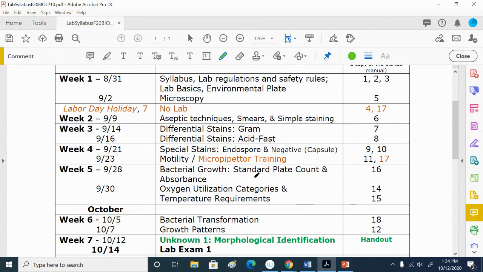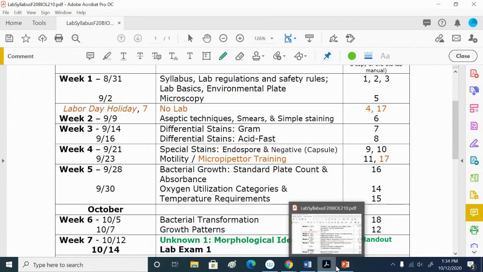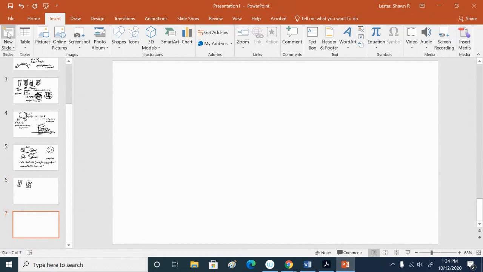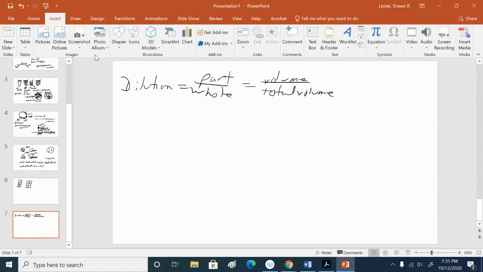So for bacterial growth and the standard plate count, serial dilutions. Remember that your dilution is the part divided by the whole. So it's the volume added over the total volume. If we added 1 microliter into 9, that's a 1 to 10 dilution, right? And that was 0.1 or 10 to the negative 1.